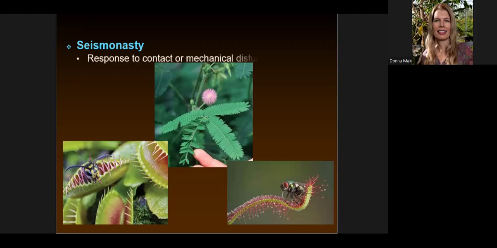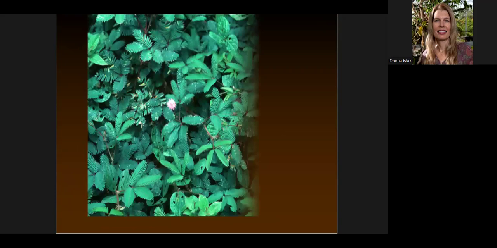So seismonasty is response to contact or mechanical disturbance. So think about the earthquake idea. And by the way, these are pretty easy to grow if you ever are interested in this. And they do form these lovely little pom-pom flowers. So they're a fun plant to have at your house. Just be kind to it. Don't constantly touch it because it's draining. If you do that, it's very fun because you'll see them fold up, but then it takes a while for them to unfold. And if you just keep doing that too frequently, it's not so nice. So be nice to your mimosa.